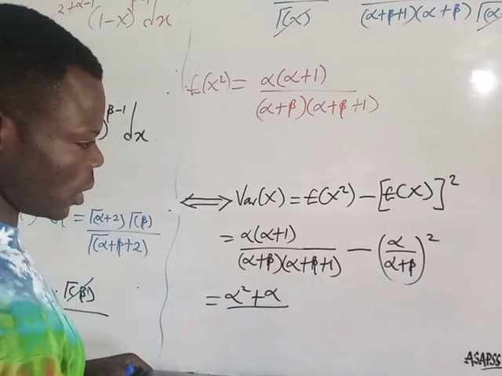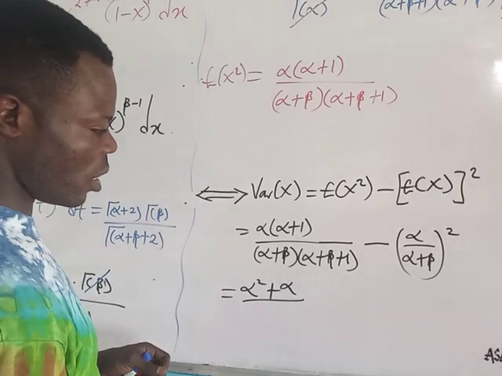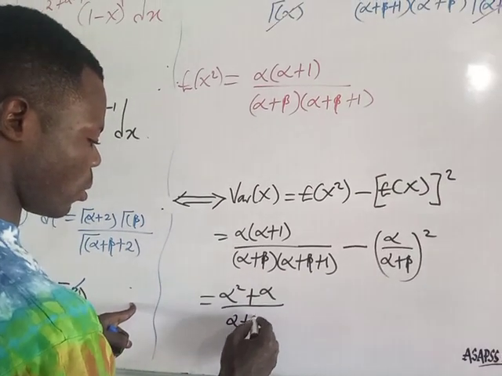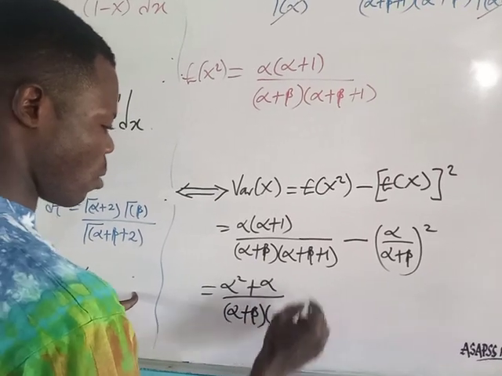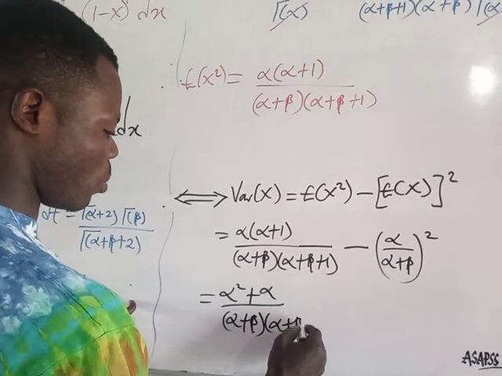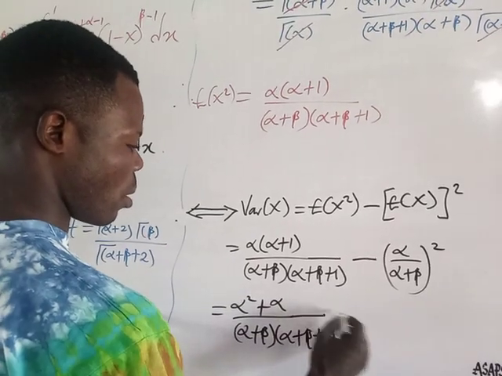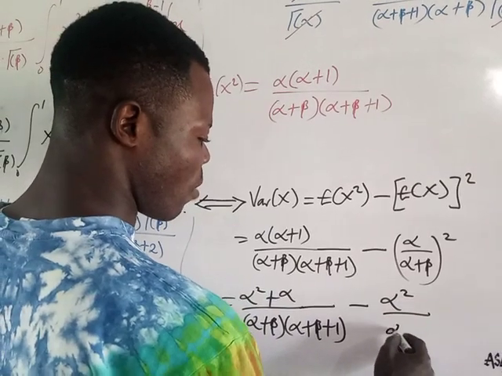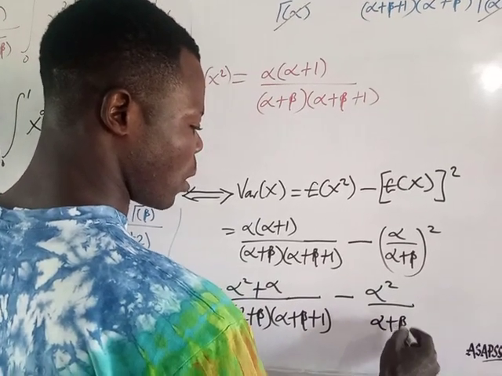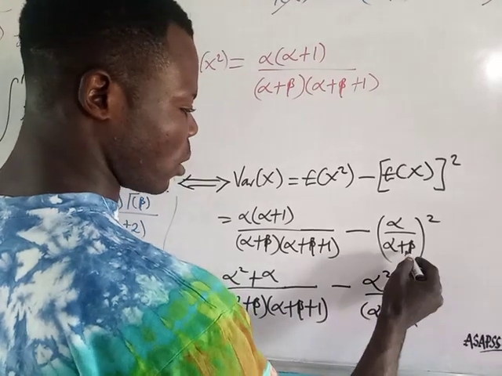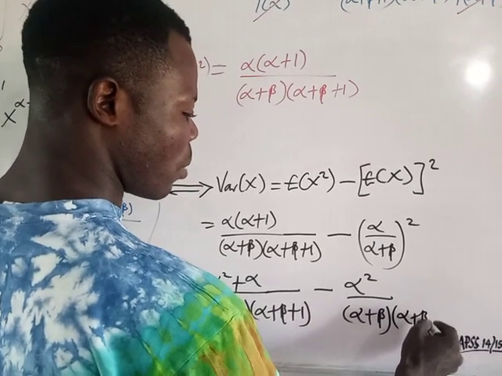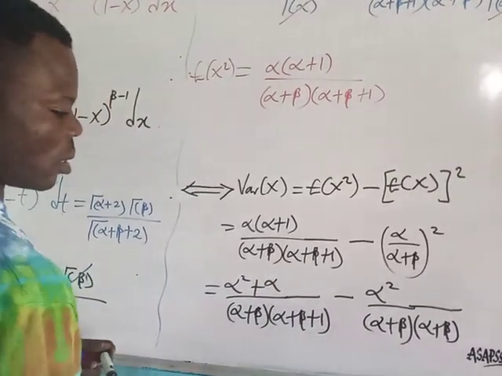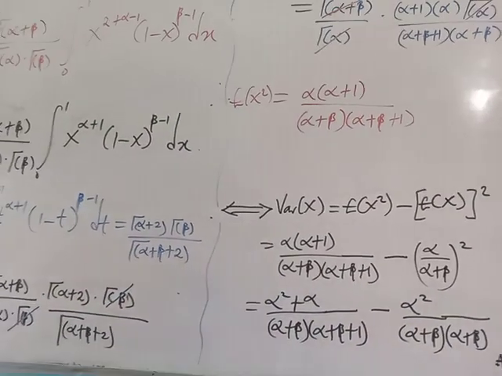We can also open this if we like, or let's leave it first, it's going to be alpha plus beta all into alpha plus beta plus 1, minus this will be alpha square all over alpha plus beta into twice of this, alpha plus beta. So now we can find the LCM of this. Let's find the LCM.